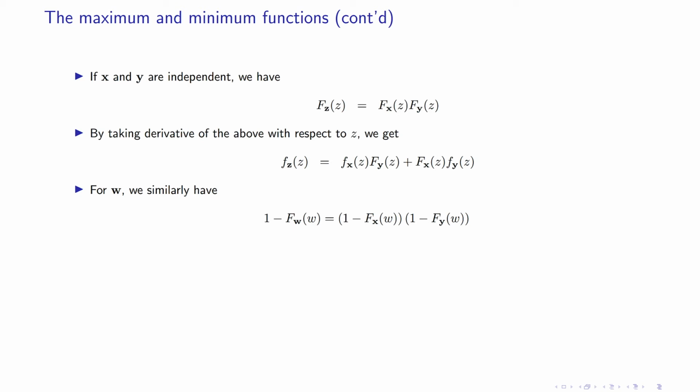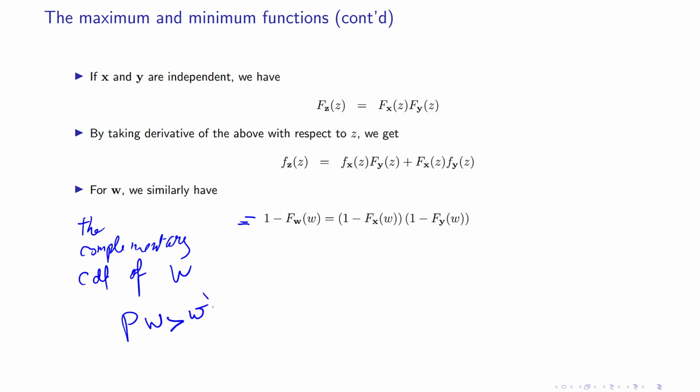So this is the complementary CDF of W. One minus the CDF is called the complement, and it is equal to the probability that W is bigger than w. It's the probability of the complement of the event that W is smaller than or equal to w. This is why we call it complementary.